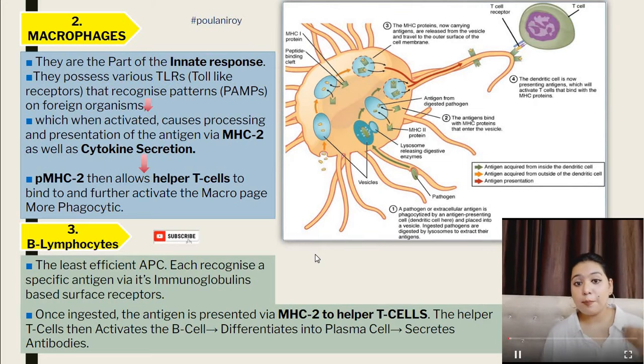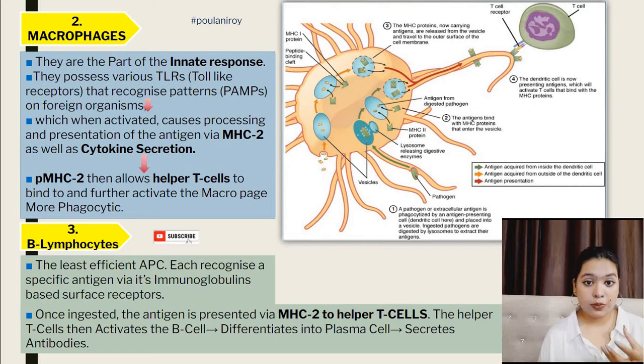Guys, let us understand about the macrophages. The macrophages are part of the innate response that you already know. They possess various TLRs, that is toll-like receptors, that I have already told you about in the last class. These recognize the pathogen associated molecular patterns on foreign organisms, which when activated causes processing and presentation of antigen via MHC1, that is major histocompatibility complex 1, as well as cytokine secretion.